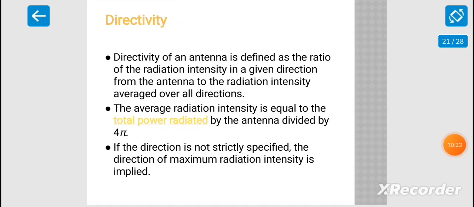Next one is the directivity. Antenna does not radiate equally in all directions. So we have to find the directivity. The ratio of maximum power density, that is P of theta comma phi maximum, to its average value over a sphere, is called directivity. That is denoted by D is equal to P of theta comma phi maximum divided by P of theta comma phi average. This is the directivity equation. Next, if the direction is not strictly specified, the direction of maximum radiation intensity is implied.